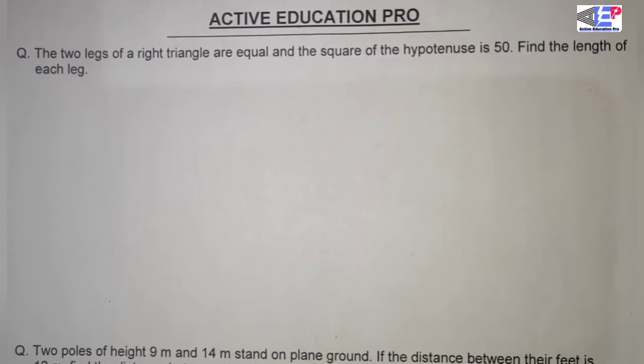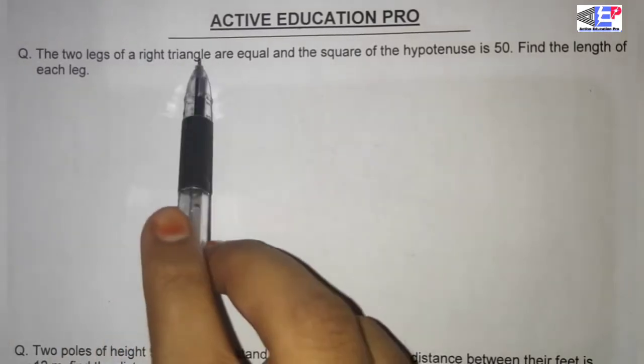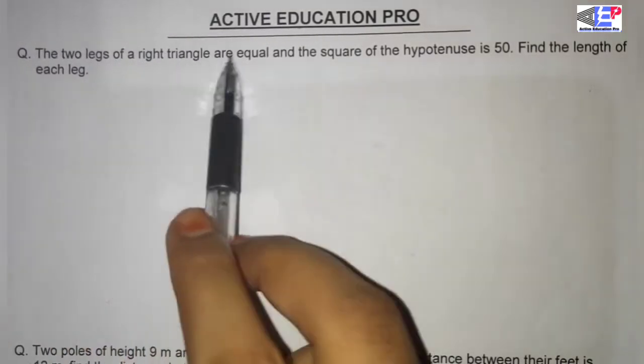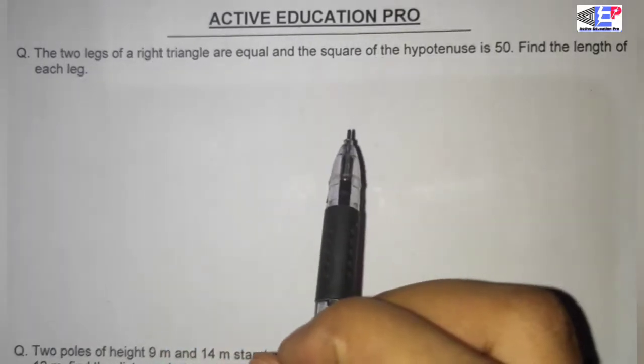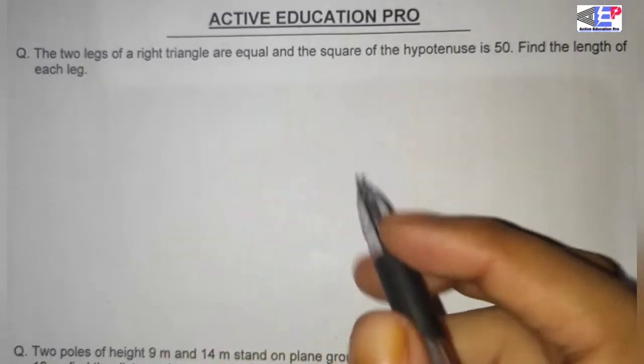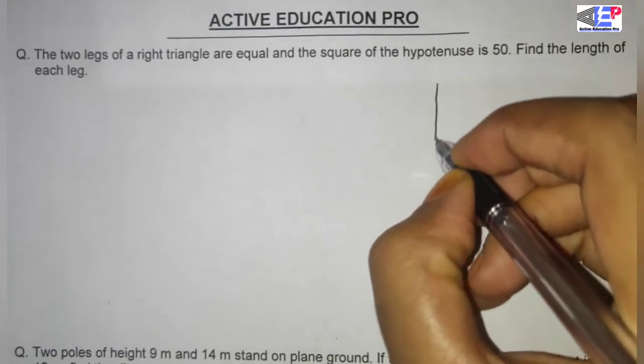So let's start. The two legs of a right triangle are equal and the square of the hypotenuse is 50. Find the length of each leg of this triangle. First of all, it is a right triangle and two legs of a right triangle are equal. So this triangle is an isosceles triangle. So first draw the picture.